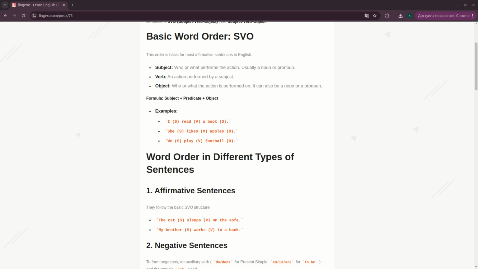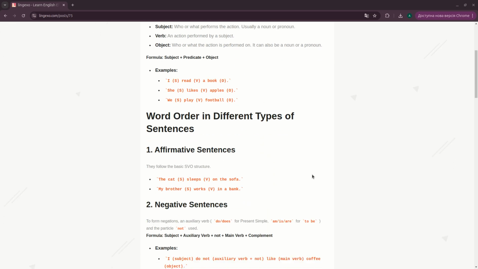Here are some examples. I read a book. She likes apples. We play football. These are affirmative sentences. They follow the basic SVO order.